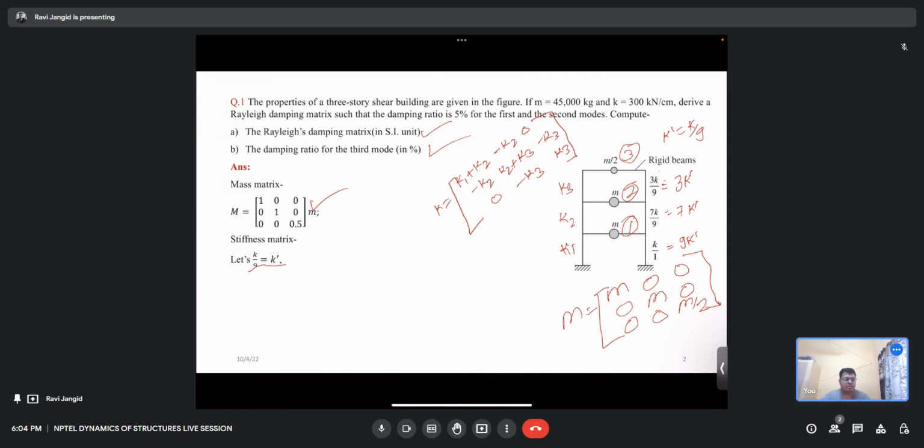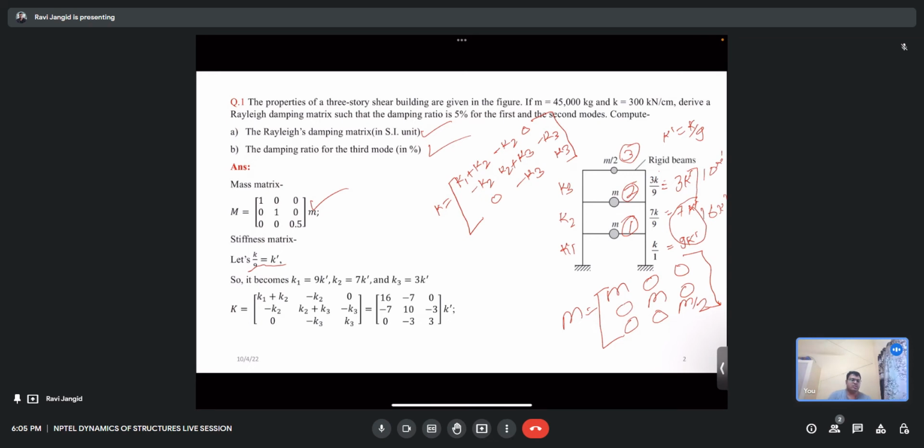If I put these values in, k1 is 9k, k2 is 7k, and k3 is 3k. So if I put these into the matrix, what will my matrix be? k1 plus k2 would be 16k dash, k2 plus k3 would be 10k dash, and the last k3 is 3k dash. And this is the matrix.